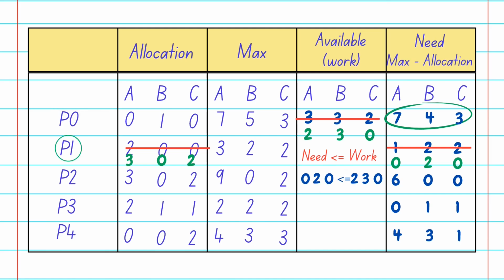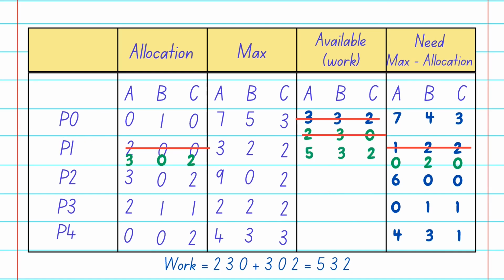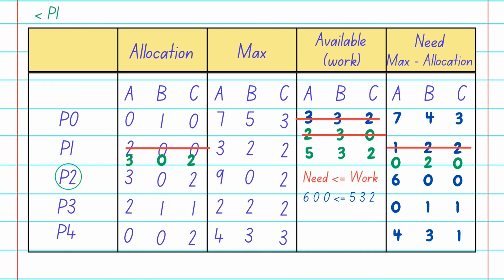So for the process P1, need is 020 and work is 230. So 020 is less than or equal to 230. It can be allocated, right? So the new work value would be work plus allocation. So work is 230 and allocation is 302, which is equal to 532. So our new work value would be 532. We can update it in our table, and we add P1 to the safe state.